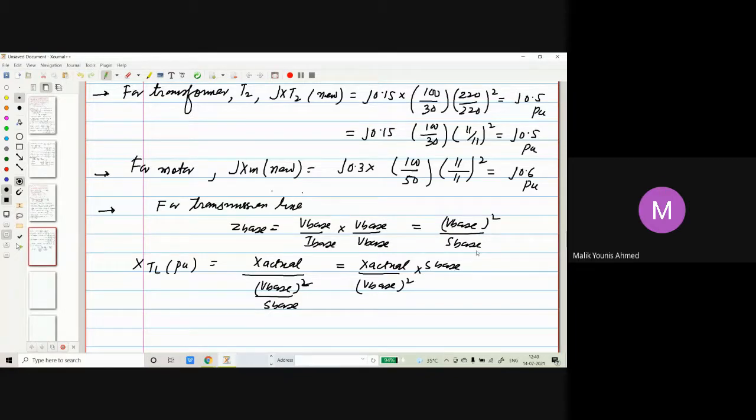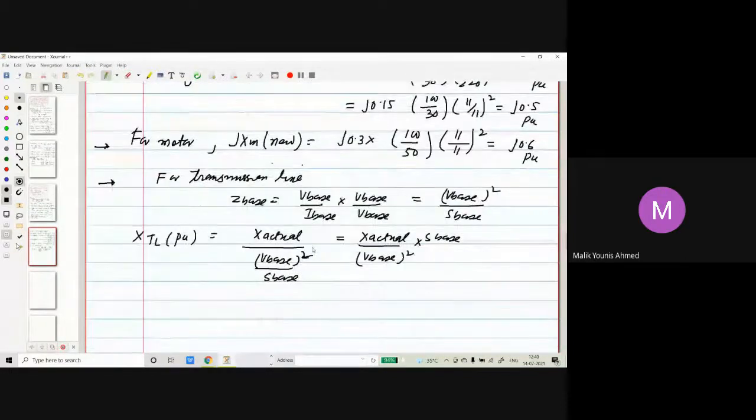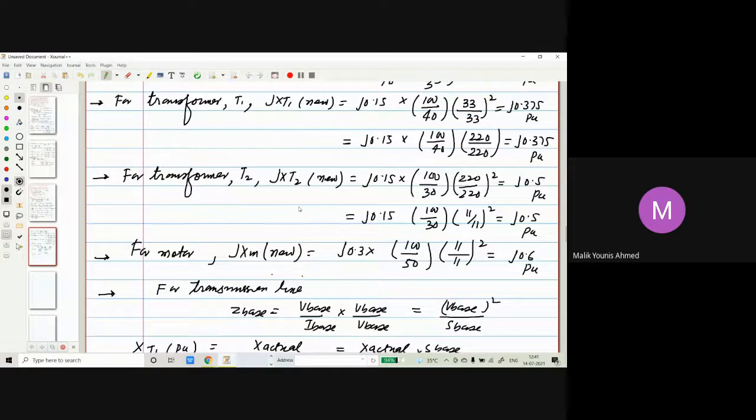X actual is J50. It's a J50 transmission line, you can see here. So the ohms value X actual is J50. Complex power is also the same, 100. V base on the transmission line is 220, so 220 whole square. So the new value of the transmission line reactance XTL in per unit will be J0.01033 per unit. In this way, we have got all the new values.